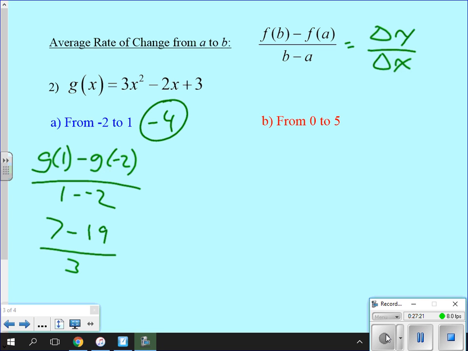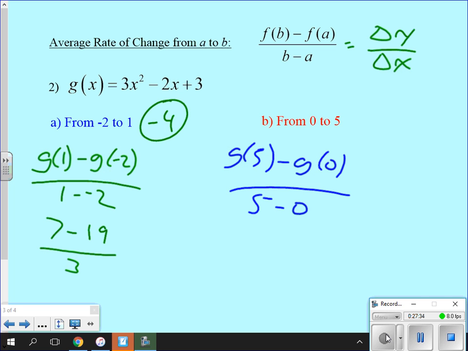Okay, so we'll do this again. F of B minus F of A. So, sorry, G of 5 minus G of 0 over 5 minus 0. G of 5: 5 squared is 25 times 3 is 75. 2 times 5 is 10. 75 minus 10 is 65 plus 3 is 68. So I get 68. Put in 0, that's easy. I get 3 over 5. 68 minus 3 is 65. 65 divided by 5 is 13. Okay, this is the average. This is not the instantaneous.